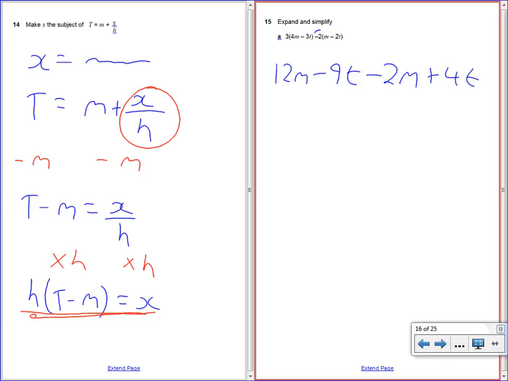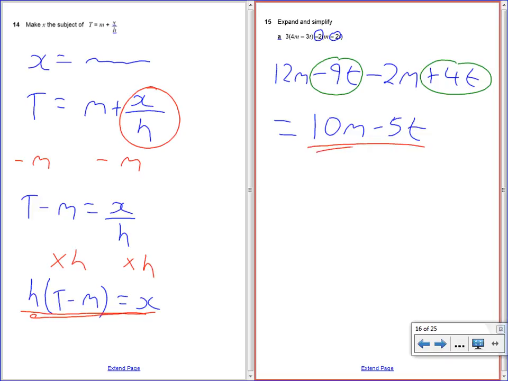That comes from this negative here, being multiplied by this negative here. That gives a positive plus 4t. And that simplifies to 10m, 12m minus 2m. And then we've got minus 9t plus 4t, which is minus 5t. And that's our final simplified answer. Can't do anything more with that.